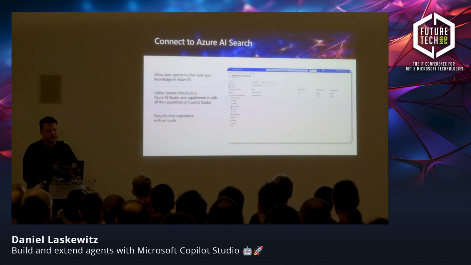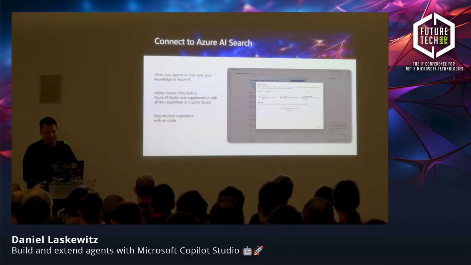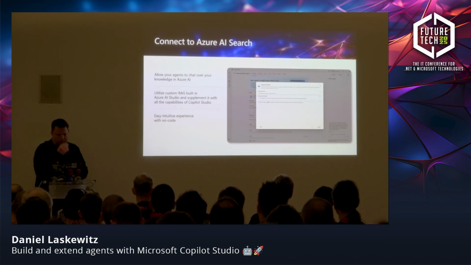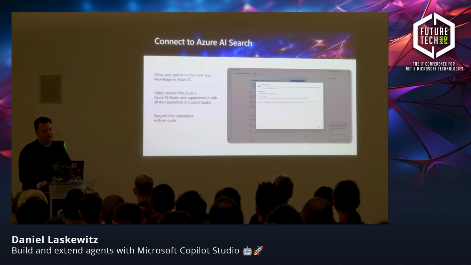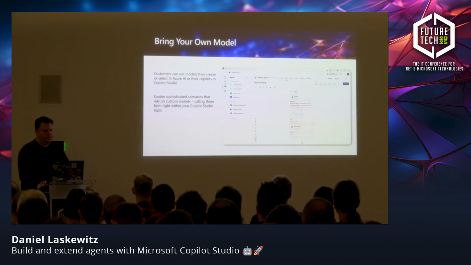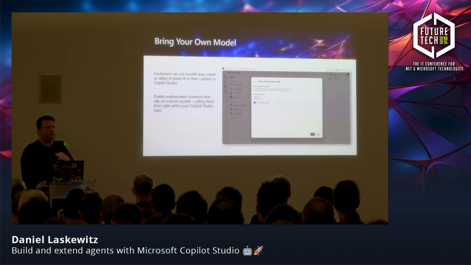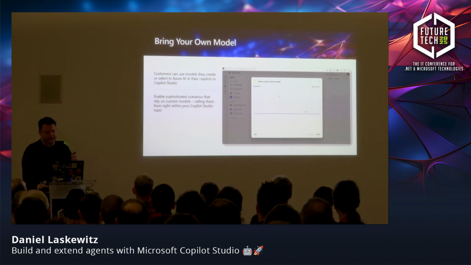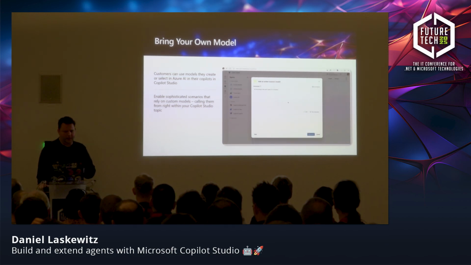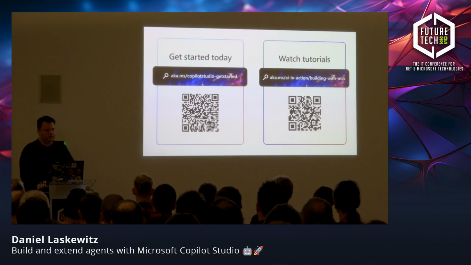If you want to connect to Azure AI Search, it's pretty easy. You can just connect that and make sure that you have a connection. You can select it inside of that knowledge part, and then you will be able to connect to your Azure AI Search. And also a new thing is bring your own model. So you can also bring your own model with the models from Azure AI Foundry if you want to. You can use those inside of Copilot Studio as well, so that you are not bound to only the OpenAI models that are in Copilot Studio.